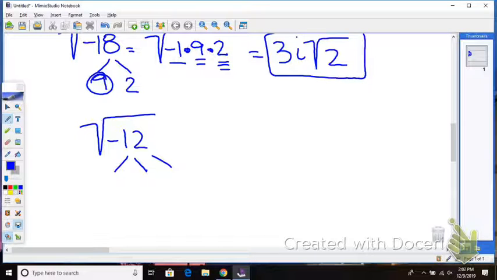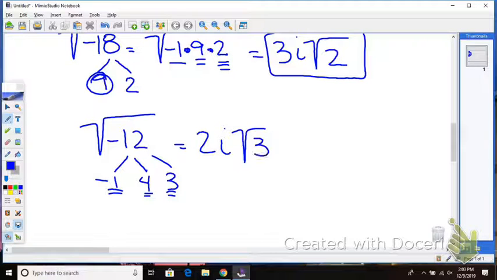Okay, 3 things to break 12 down. I'm going to get us started. Negative 1. And then what are our 2 numbers that multiply to be 12? 4 and 3. Okay? What's the square root of negative 1? i. What's the square root of 4? 2. And can you take the square root of 3? No, so that stays in the house.